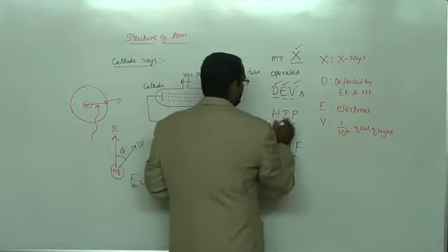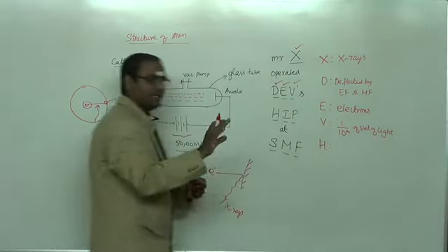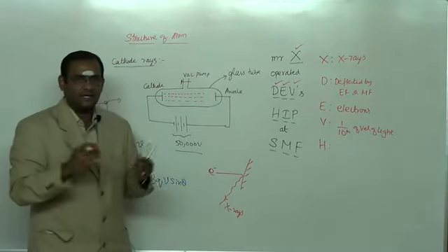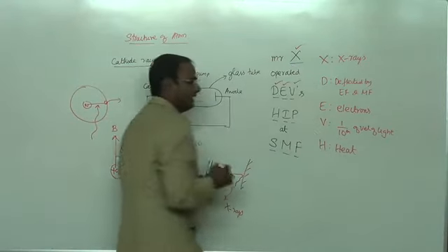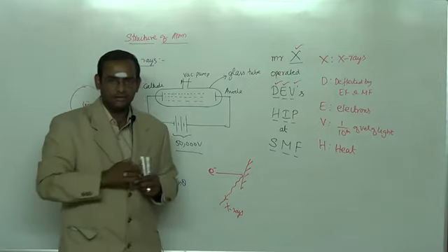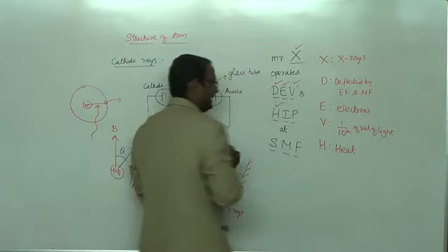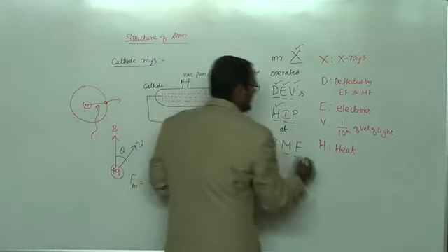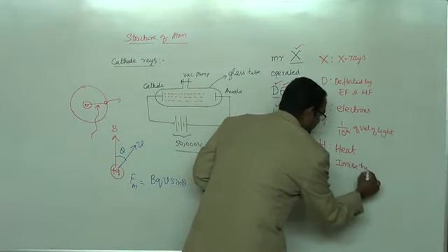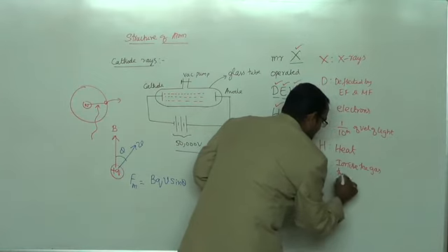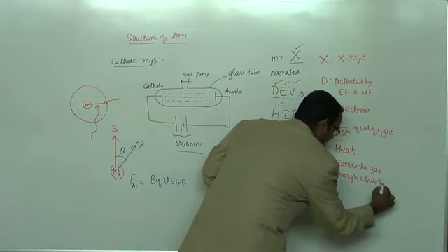Now what does this H stand for? When they hit a target, when they meet a solid target, they produce heat. So production of heat, H stands for heat. When cathode rays impinge on any solid material, they produce heat. The production of heat is given by the letter H. Now what does this I stand for? I stands for they ionize the gas through which they pass.